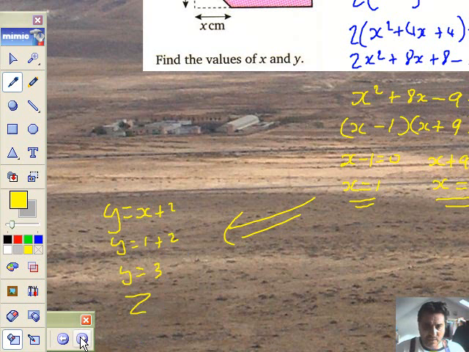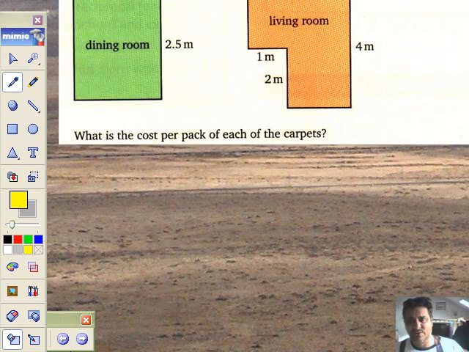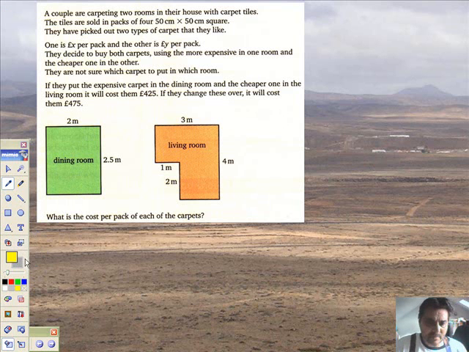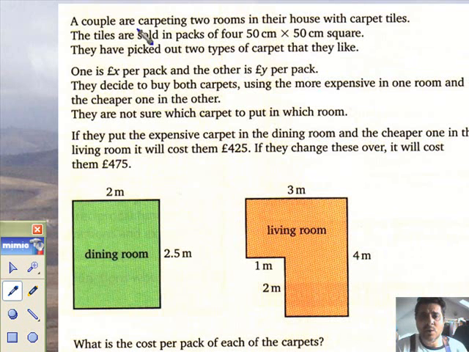See if this works out. This is quite tricky. Lots and lots to read. Let's hope this works out, eh? Go back to red. A couple are carpeting 2 rooms in their house. We've got the dining room and the living room. Tiles are sold in packs of 4, and they're 50 by 50 centimeter squares.